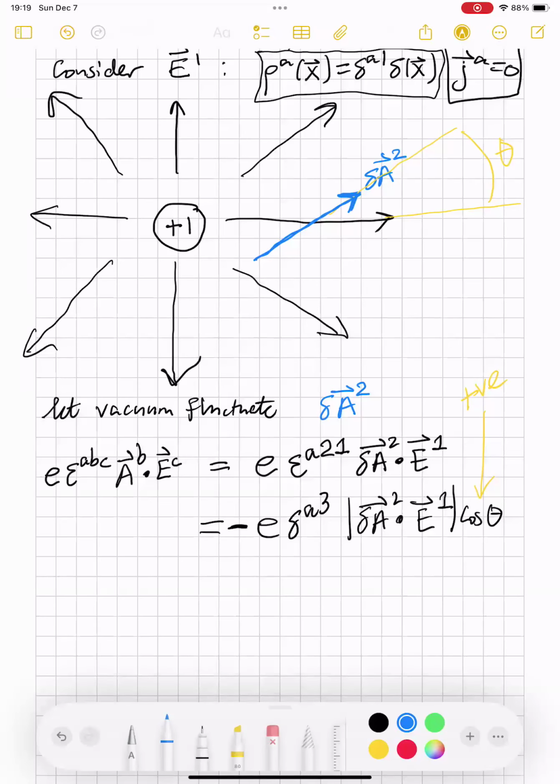Okay, guys, let's just start off. I just want to correct a typo. I was trying to rewrite this dot product. What I should have written is delta A2 dotted into E1 is the mod of A2 times the mod of E1 times the cosine of the angle between them. I think you all know that formula.